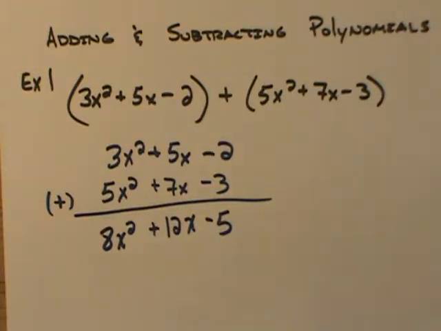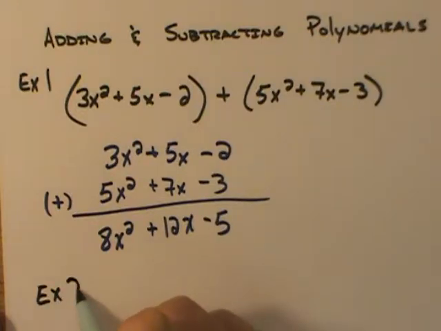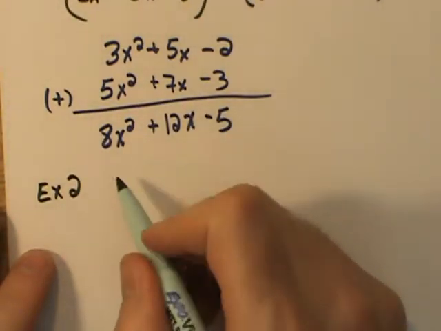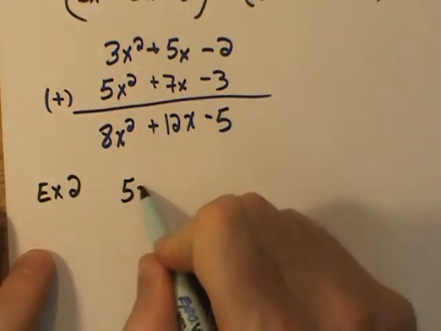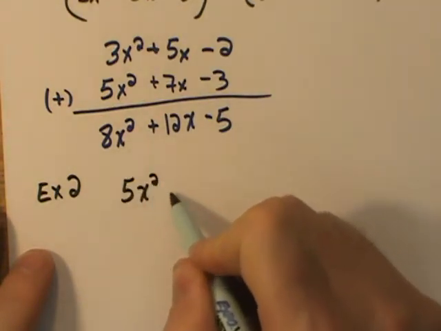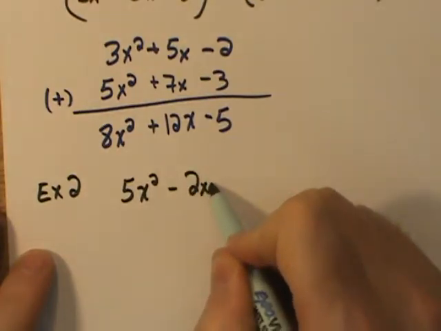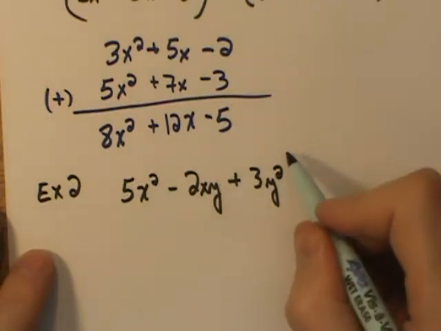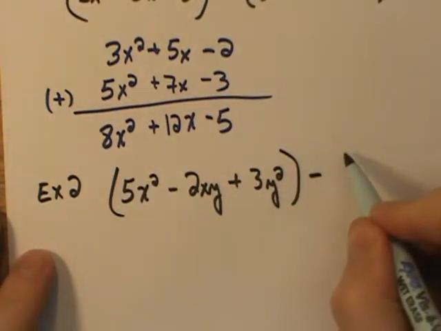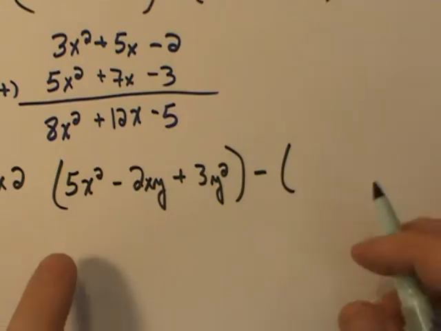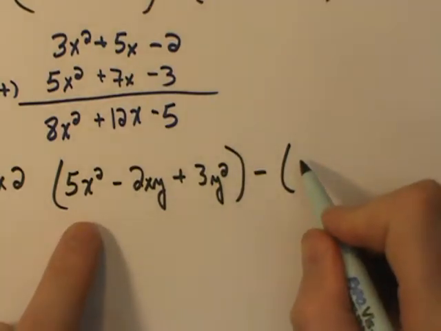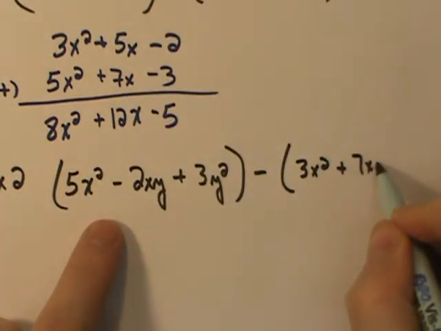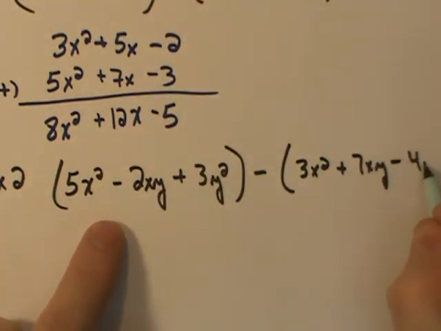Let's move on to example number 2. We'll set it up the same way. Maybe we'll make it a little bit more complicated. We'll say something like this. 5x squared minus 2xy plus 3y squared, minus, and then usually it's in the same order, so we'll say something like this. 3x squared plus 7xy minus 4y squared.